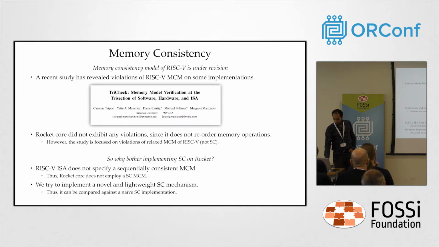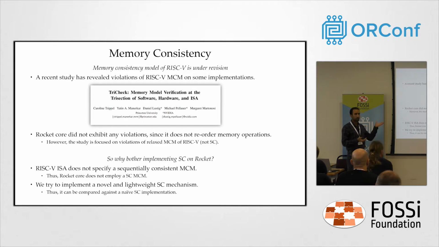But a recent study actually revealed violations of this contract between the ISA and the programmer. I think this group is from Princeton, and they ran some tests. Since the ISA is known and the memory consistency model is known, they ran some tests and checked if the trace is actually giving what the programmer expects. But apparently, there were some violations of the RISC-V memory consistency model, what I just described previously. And as I said, this study is focused on the memory consistency model of RISC-V, not sequential consistency. So we don't really know if those are violated or not.